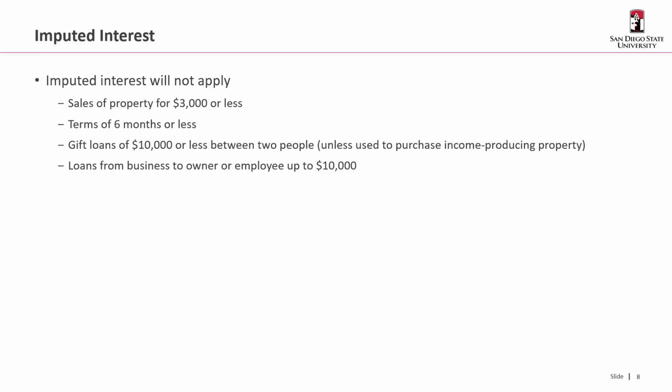So if it's a sale of property for $3,000 or less, there's no imputed interest. If the terms of the loan are 6 months or less, then there's no imputation of interest. If it's a gift loan, so if this is a loan of $10,000 or less between two people, unless it's used to purchase income-producing property, there's no imputed interest. And lastly, loans from a business to its owner or employees that are below market, as long as they're $10,000 or less, there's no reason to impute interest on those loans.